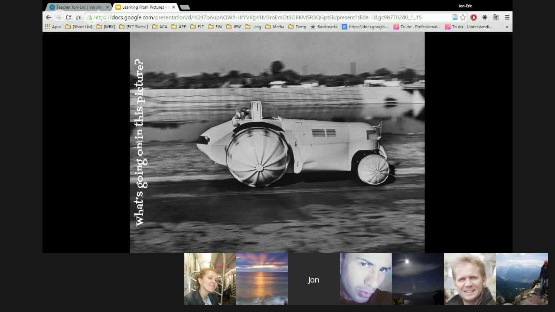And I'm going to put a little description for you in the chat window in just a second. But I can tell you, this is the all-terrain vehicle called the Rhino. And it didn't exactly catch on. It's an invention that came and went. Okay? So, let's see.